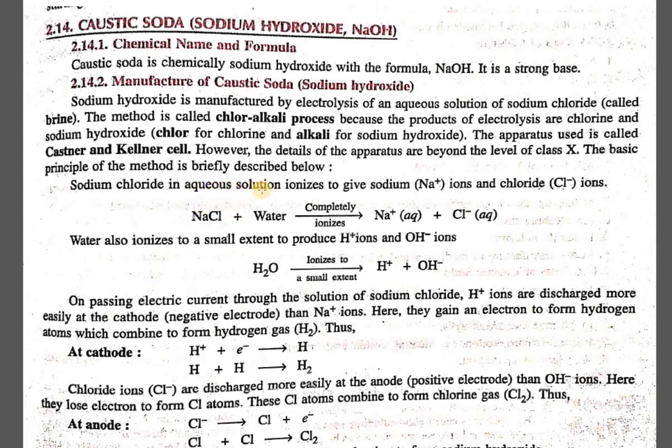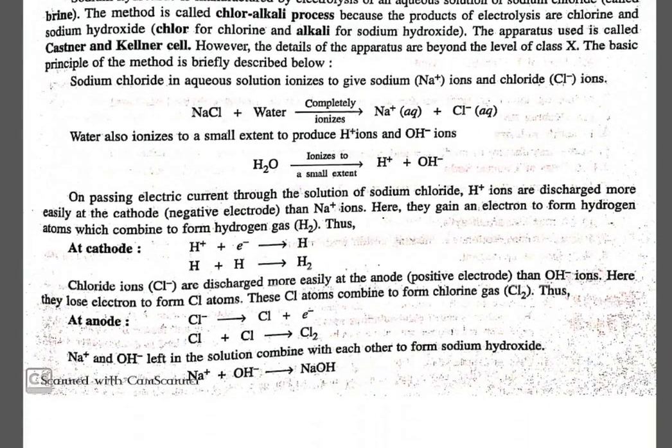So sodium chloride in aqueous solution ionizes, as we all know, to form sodium ion and chloride ion. So this is the same thing which has been represented in the form of the reaction. Now water also here is ionizing to a small extent to produce hydrogen ions and hydroxide ion. Here the same has been written in the form of the reaction. So what will happen? Just have a look.